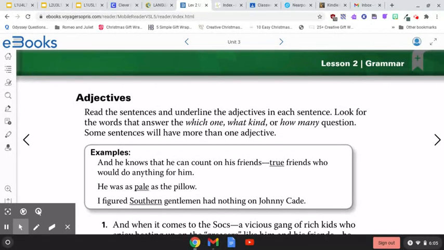"He was as pale as the pillow." What do I know about the subject? I know he was pale, so I underline pale. "I figured Southern gentlemen had nothing on Johnny Cade." What kind of gentleman? Southern gentleman, so I underline Southern.